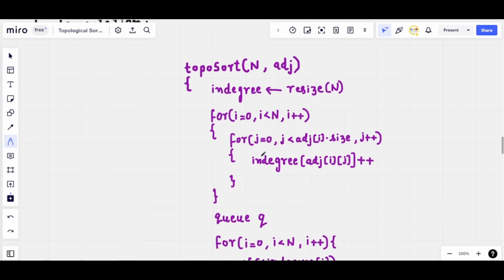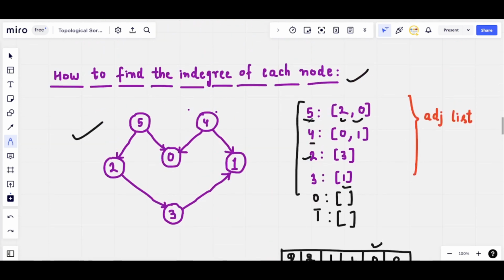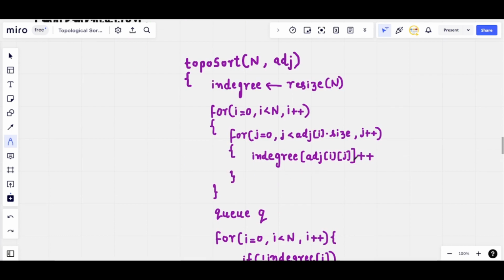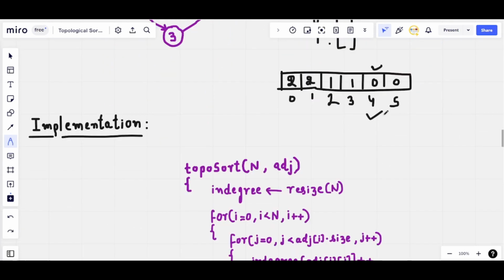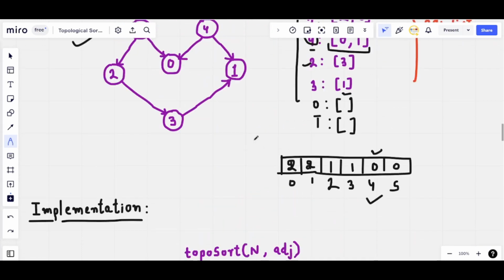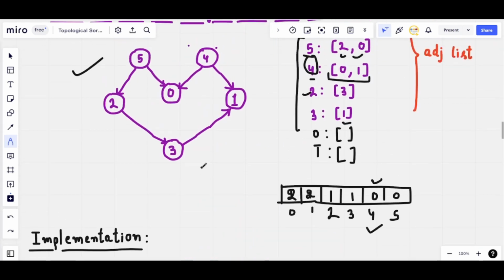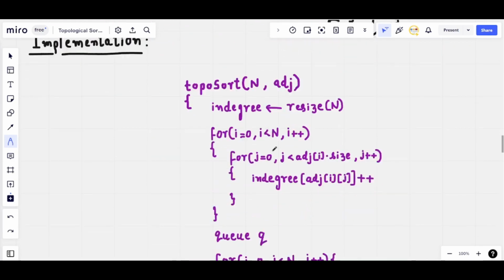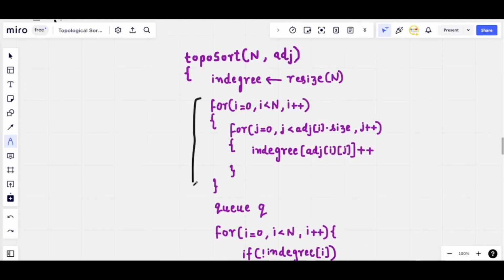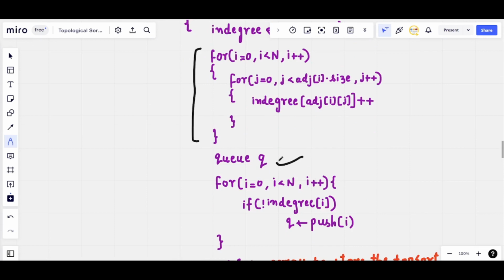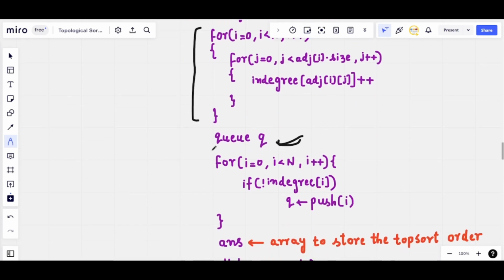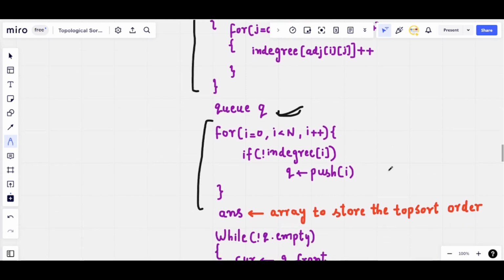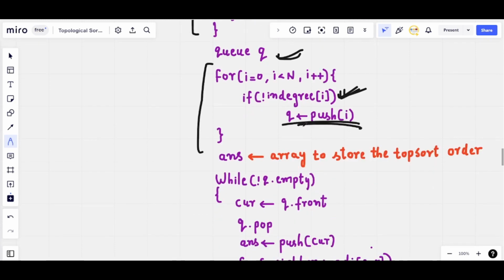So for every node I will traverse its corresponding vector or the adjacency list. Like in this case, for every node I will traverse this array, and for every element in that array I'm gonna increment the in degree by 1. So I'm just implementing the approach which I explained here. I'm calculating the in degree for these nodes. Then I will declare a queue which will be used to perform the BFS. So here I am just iterating over all the nodes, and for all the nodes which has in degree to be 0, I'm gonna push those nodes into this queue.